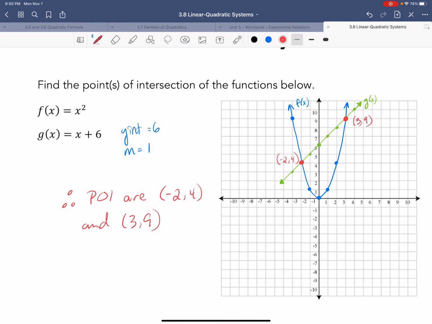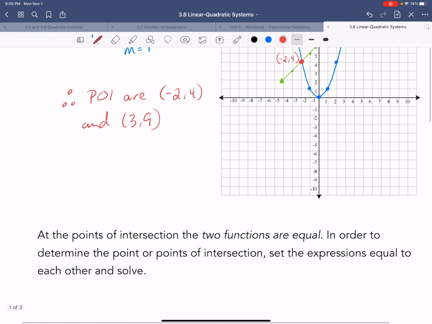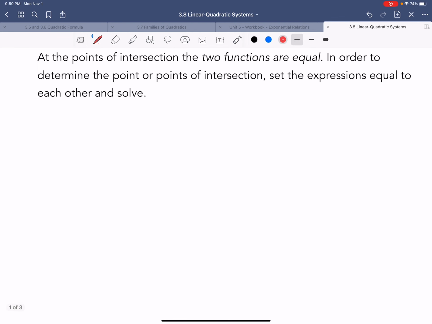So what it means to find the points of intersection is when those two equations are equal to each other. So f of x is equal to g of x at those points, which is what this says. So another way that we could do it is algebraically. We could say that f of x is equal to g of x. So x squared is equal to x plus 6.